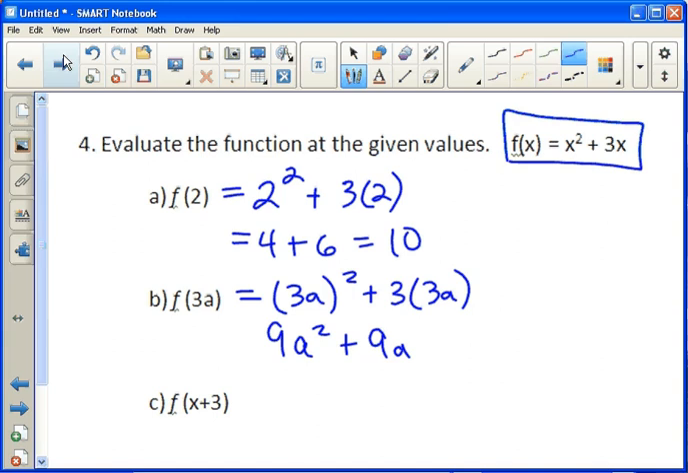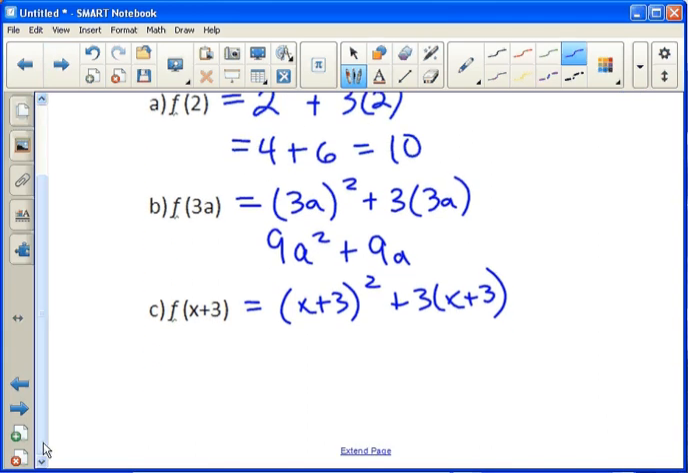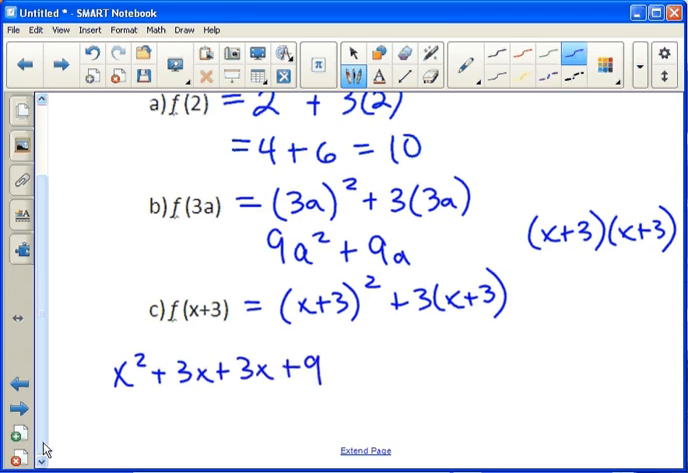Then this last one, part C, we have to plug in x plus 3 everywhere we see an x. Now to square x plus 3, we have to FOIL. You can't just square x and square 3, because squared means times itself. So it's x plus 3 times x plus 3. So when you FOIL that, you get x squared plus 3x plus 3x plus 9. And then 3 times x, 3 times 3 is 9. Then you just combine all the like terms. X squared is the only squared. 3x plus 3x is 6x. And 9 plus 9 is 18.